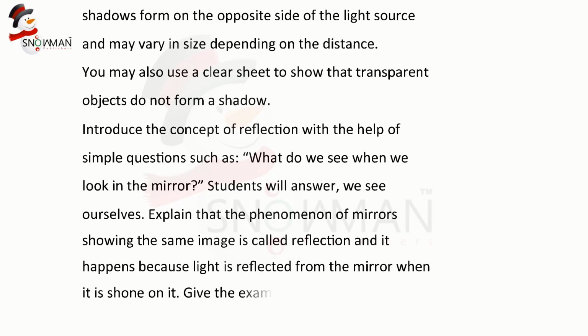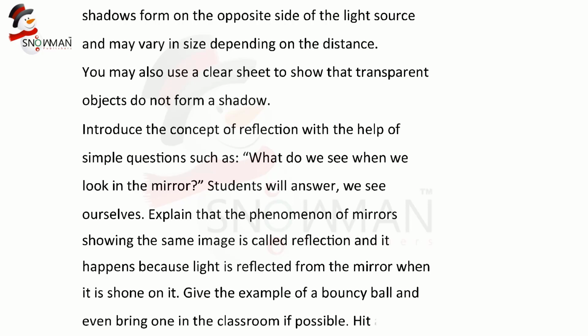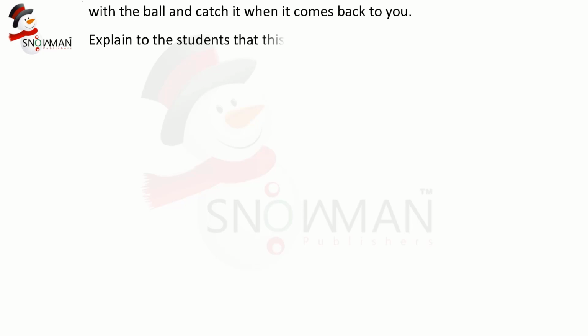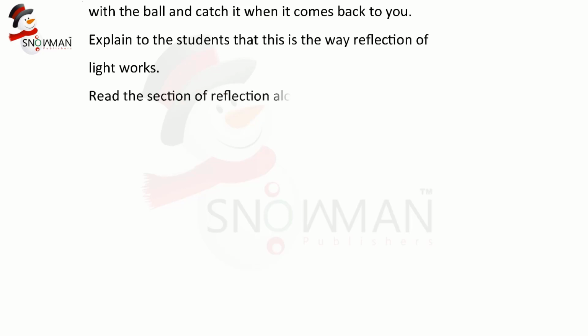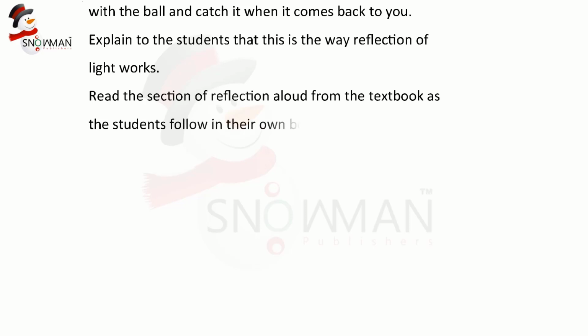Give the example of a bouncy ball and even bring one in the classroom if possible. Hit a wall with the ball and catch it when it comes back to you. Explain to the students that this is the way reflection of light works. Read the section on reflection aloud from the textbook as the students follow in their own books.